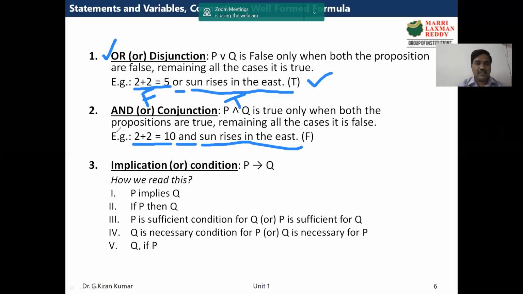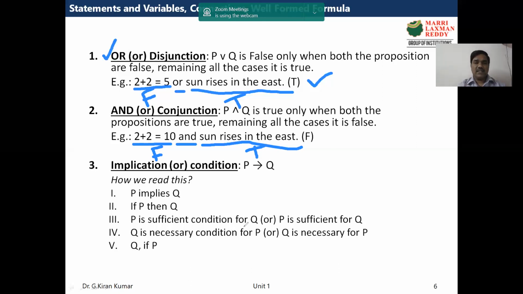So now see one by one. In this, what are the two propositions? 2 plus 2 equal to 10 is one proposition, and sun rises in the east is the second proposition, right? 2 plus 2 equal to 10, of course, we know that this is false, and sun rises in the east is true. So altogether it is false and true, which is false. So altogether the statement is false.